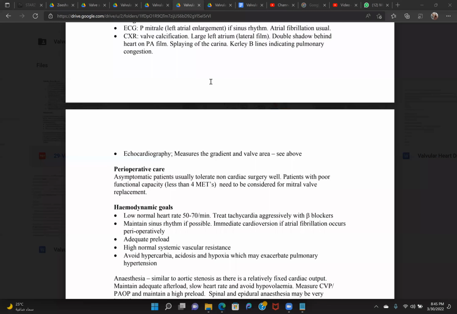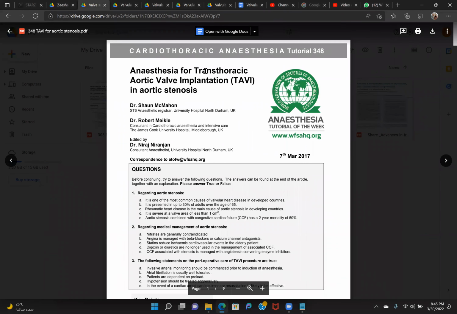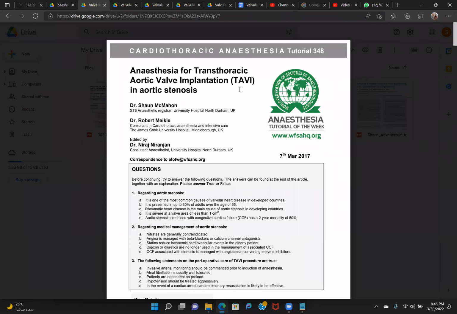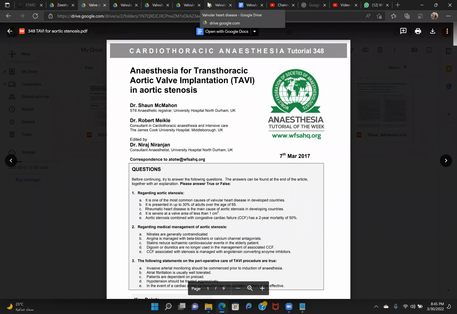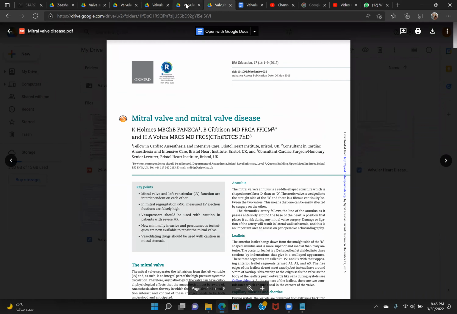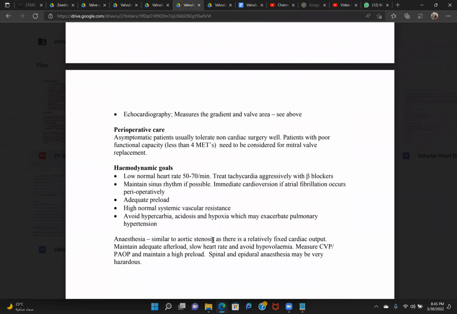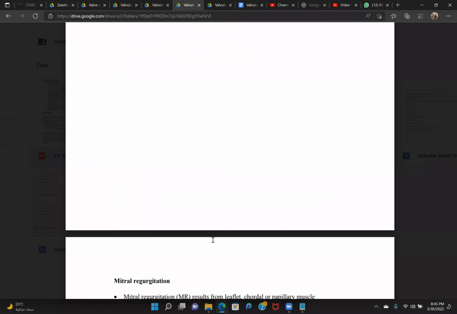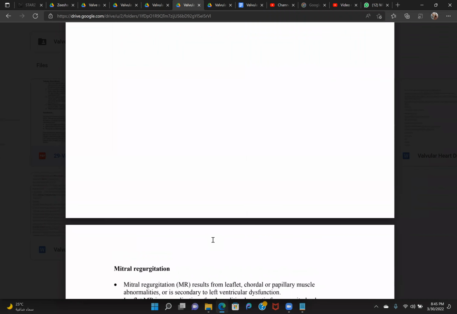Okay. There is a name of the procedure, have you heard of TAVI? This is transaortic valve implantation, transthoracic aortic valve implantation, TAVI. Okay. So you have a number of ways to manage it. Okay. So I understand, please, everyone.